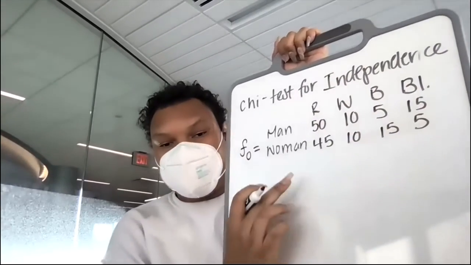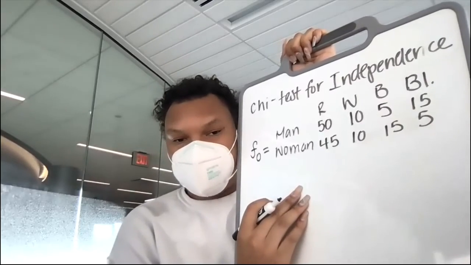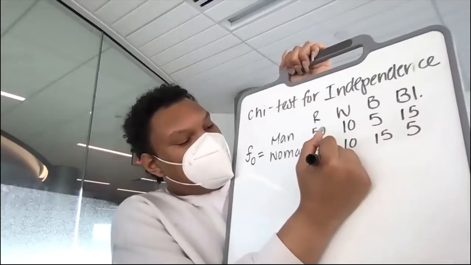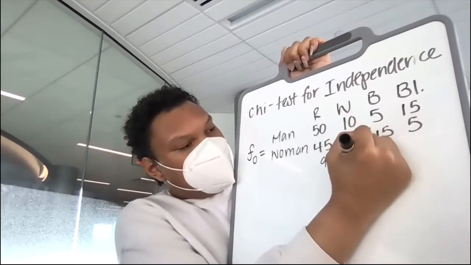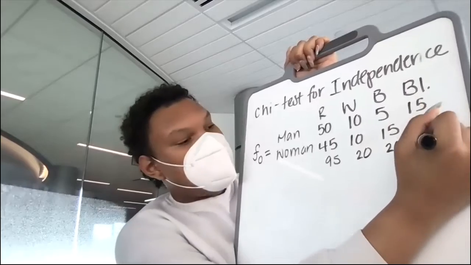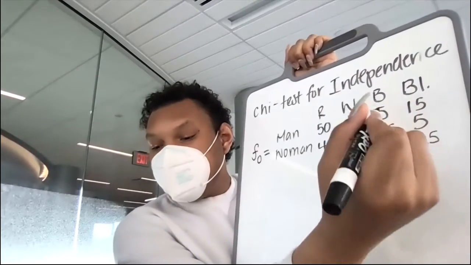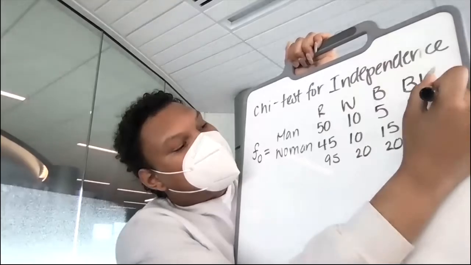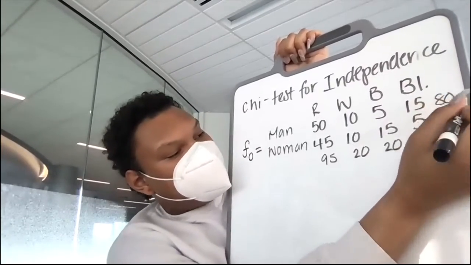The next step would be to add up these values to find our total sample size. We have 95 for red cars, 20 for white cars, 20 for black cars, and 25 for blue cars. For men, we have 80, and the same goes for women.